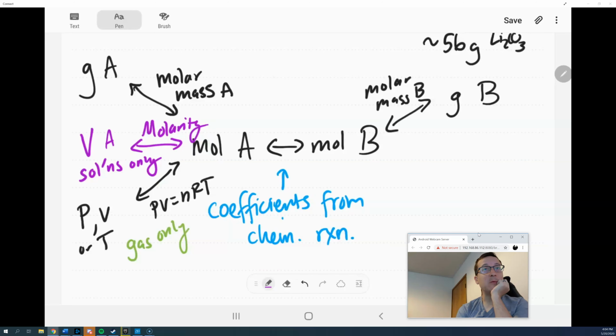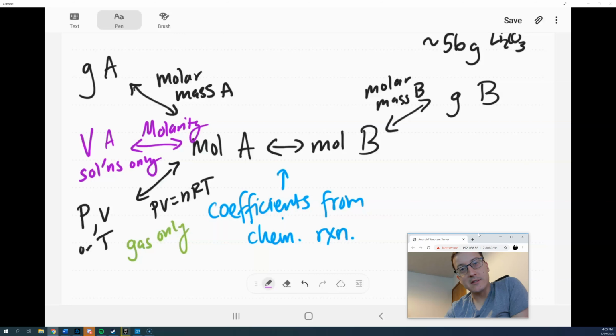So depending on what we have, if we have a mass of a substance, we can use its molar mass to convert it into moles. If we have the volume of a solution, we can use its molarity to find the moles of that substance, right? That was the concentration. Or if we have pressure, volume, temperature, any of these gas properties, we can figure out what the moles are, right? We have 3 ways of coming up with moles that we've talked about this semester.